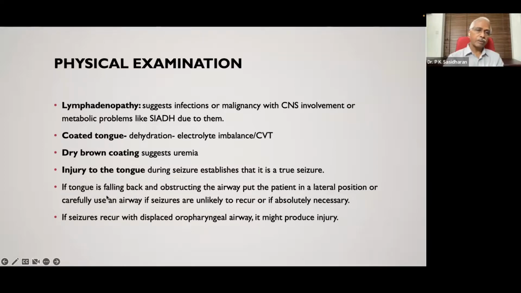If by chance the patient is comatose in the postictal state and the tongue is falling back and obstructing the airway, put the patient in left lateral position, or carefully use an airway if seizures are unlikely to recur, or if absolutely necessary, you have to use an airway. But if seizures recur with a displaced oropharyngeal airway, it might produce injury. So one must be very careful of that. Use an oropharyngeal airway if you're sure the seizures are controlled. Otherwise, better delay till the seizures are controlled.